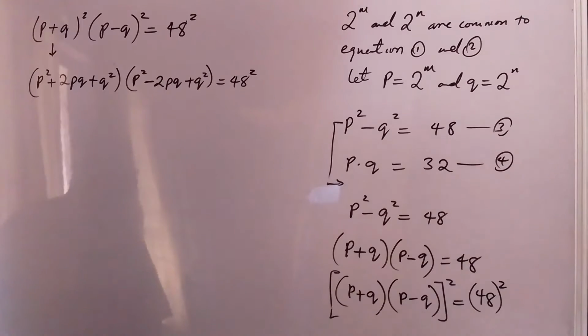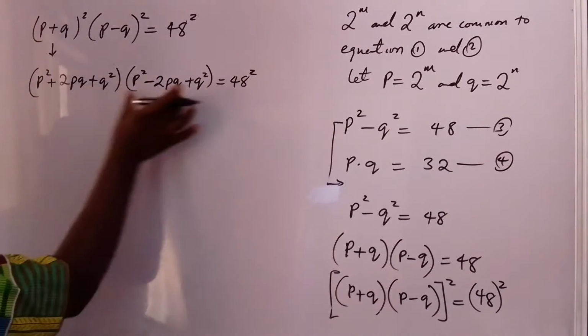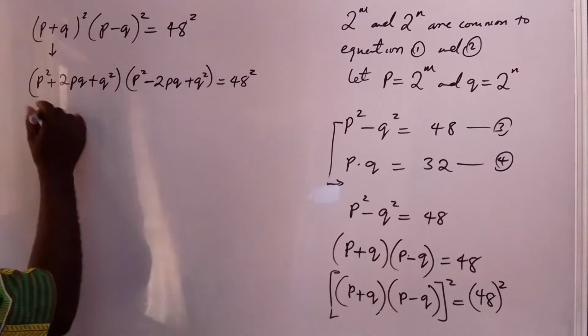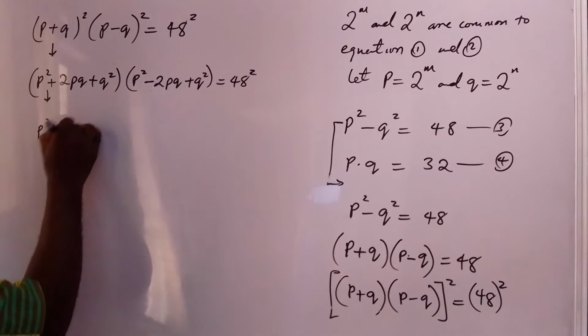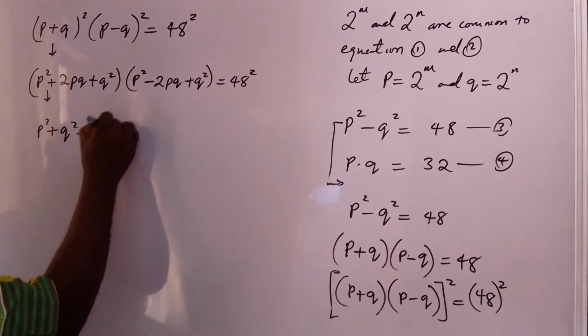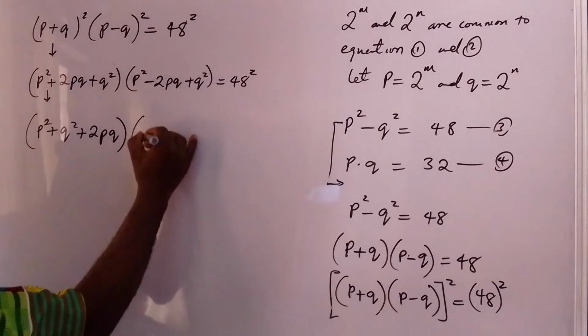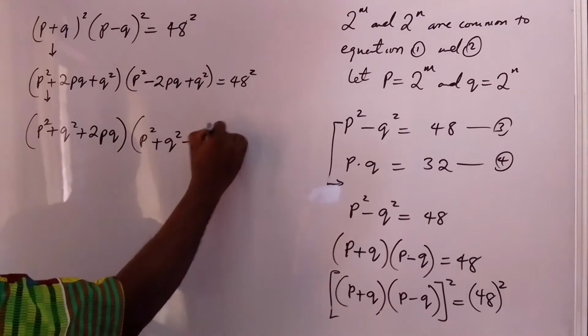So what I'm going to do now is, if you look at this, I can regroup this and this, so that this becomes P squared plus Q squared plus 2PQ, and then this now becomes P squared plus Q squared minus 2PQ.